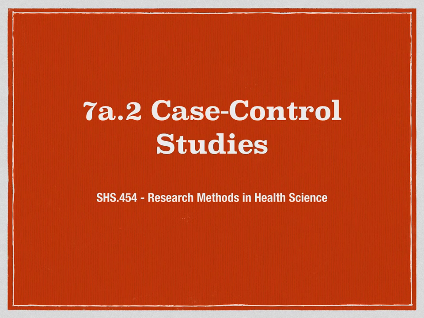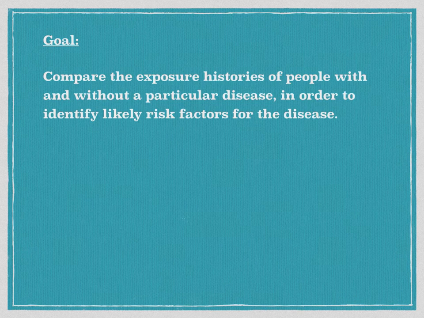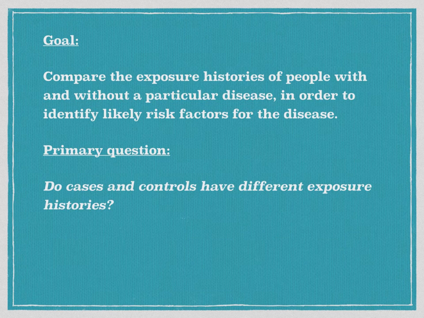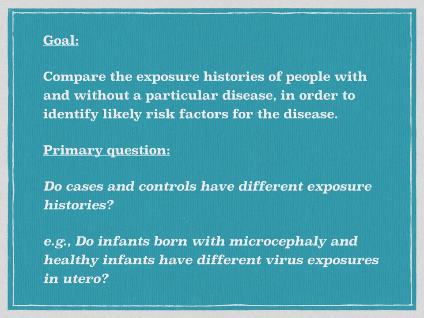Now let's look at case control studies, which are relatively larger in scale than case series and involve two groups of participants. A case control study compares the exposure histories of people with and without a particular disease in order to identify likely risk factors for the disease. The primary study question is, do cases and controls have different exposure histories? For example, do infants born with microcephaly versus healthy infants have different virus exposures in utero?